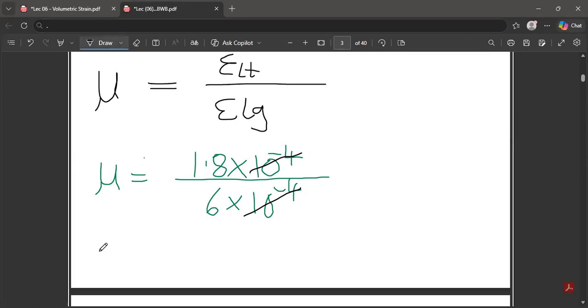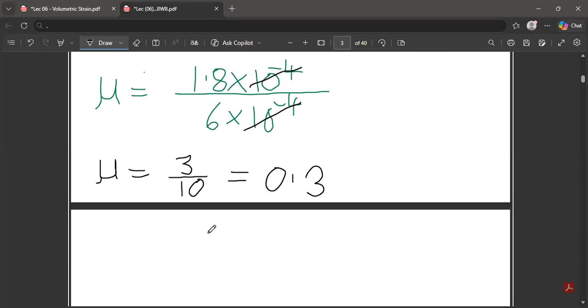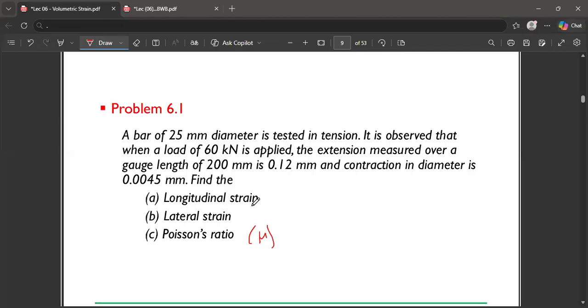So the 0.3 indicates that the material is still. So finally, our final answer is going to be 3 over 10, which is equal to 0.3. As simple as ABC. So we are done solving our first problem. That is problem 6.1.